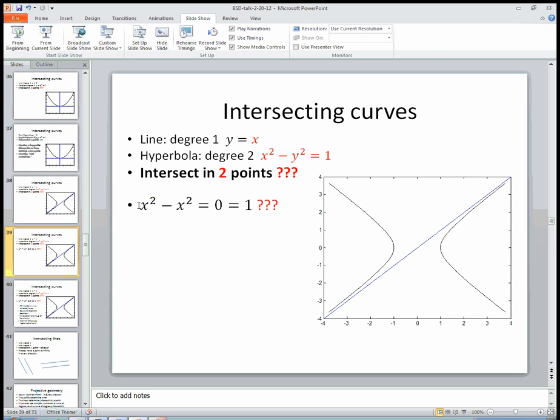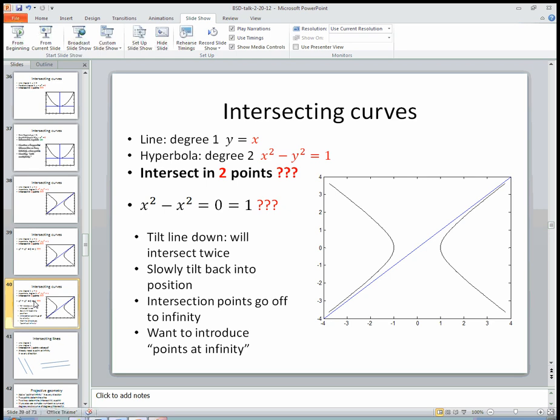So that would mean that x squared minus x squared, which is obviously 0 always, has got to equal 1. Well, that's just not going to happen. So that seems to clearly say that no, these don't intersect. That seems to be finally a real big counterexample to my conjecture that these guys should always intersect in 2 points. And there's no way complex numbers are going to save you. Complex numbers can't turn 0 into 1. And that's not going to work.